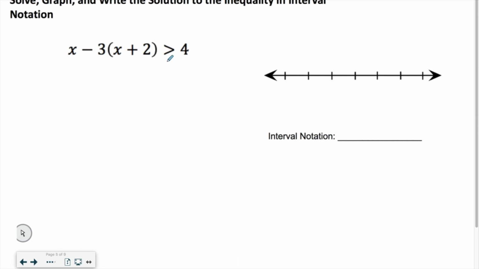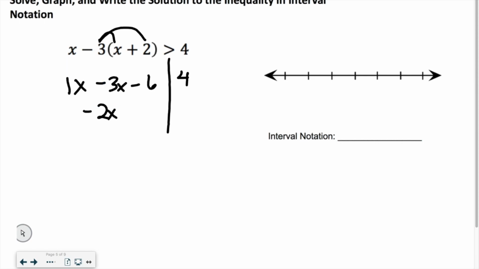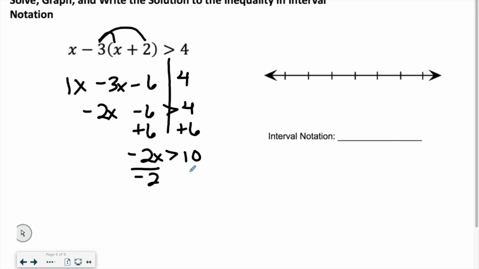Solve, graph, and write the next one. So again, we're going to distribute negative 3 into x, giving negative 3x, negative 3 into positive 2, giving us negative 6. Drop down the x, drop down the 4. These two can combine. We've got 1x minus 3x gives us negative 2x, minus 6, greater than 4. Add 6 to both sides, giving us negative 2x is greater than 10. We're dividing by a negative to get x by itself, which means we have to flip the sign. So it goes from a greater than to a less than symbol. And 10 divided by negative 2 is negative 5.